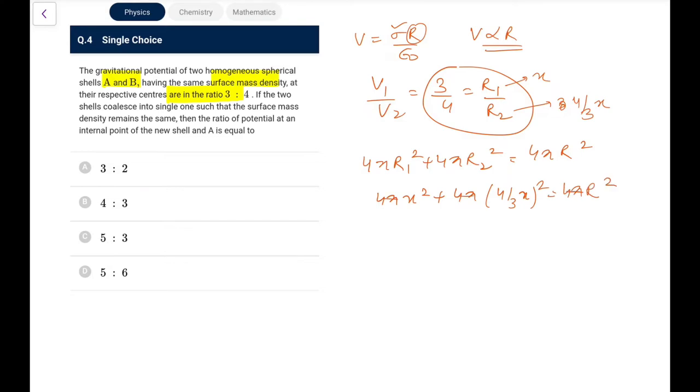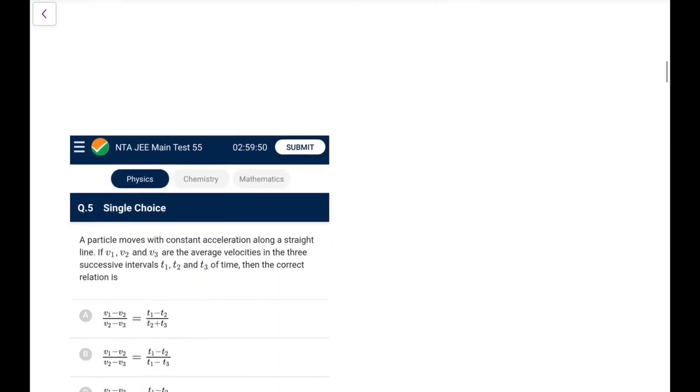So what we have is X square plus 4 by 3 X whole square. So it's basically 5 by 3 X, you can make it out. So the new shell has 5 by 3 times the radius. So the ratio of potential at an internal point of the new shell and the first shell will also be 5 is to 3. You can directly make it out. This is option number C that I can write.